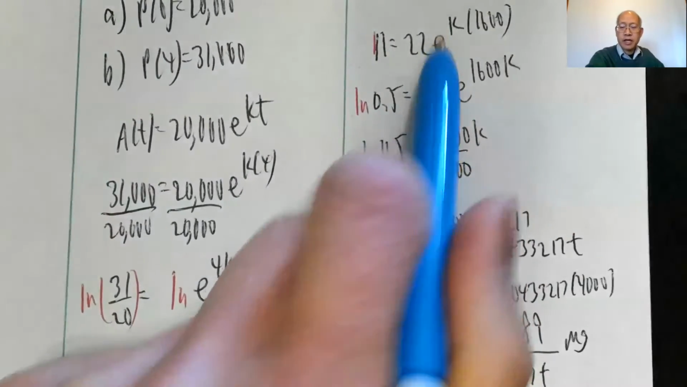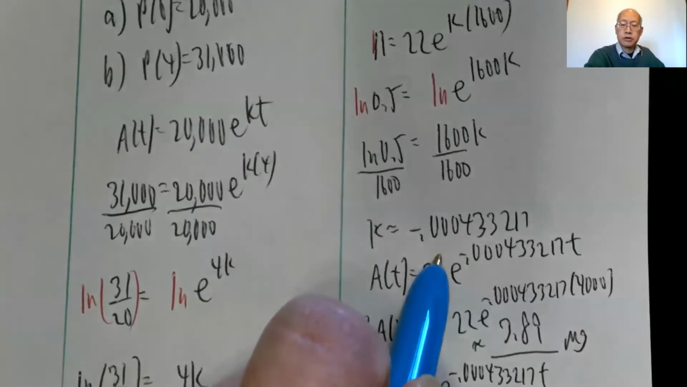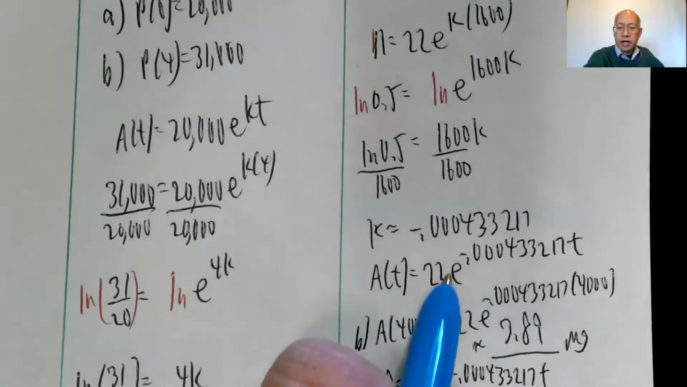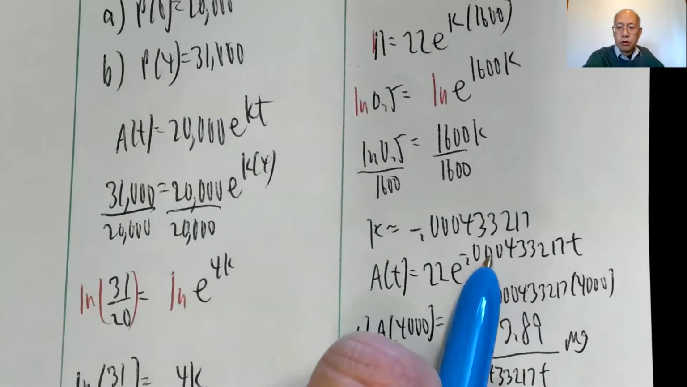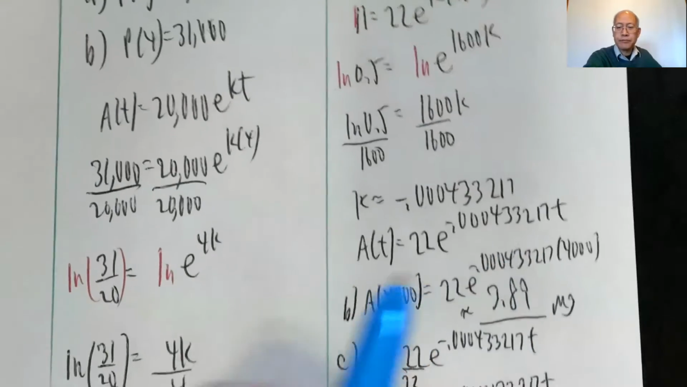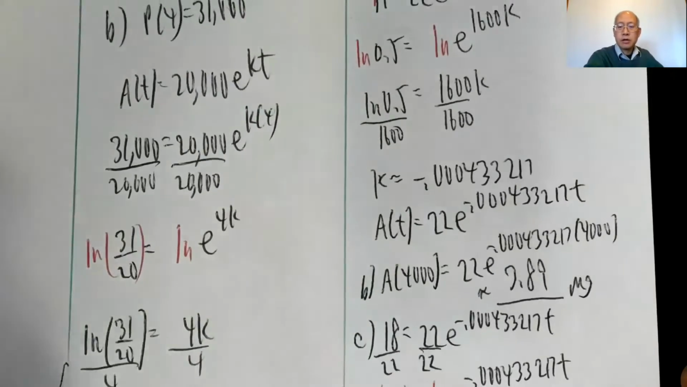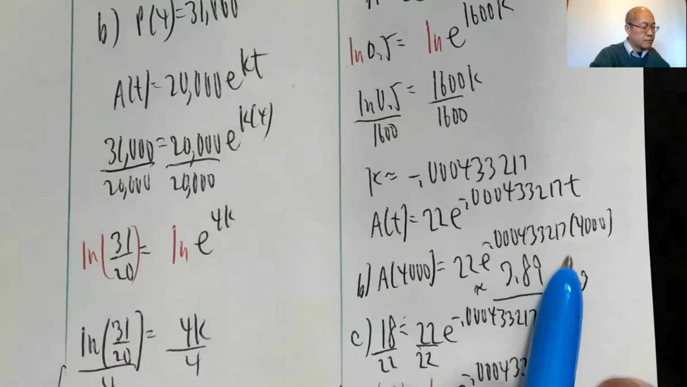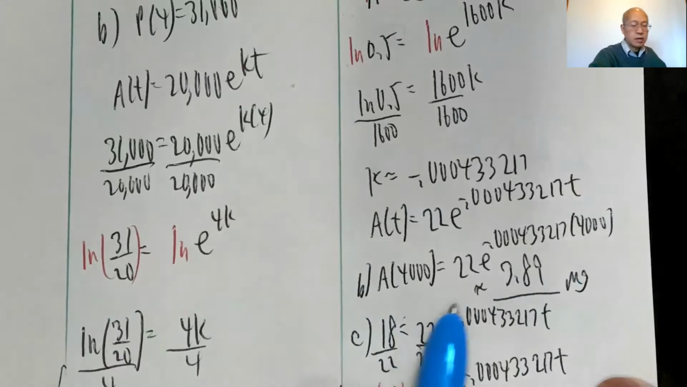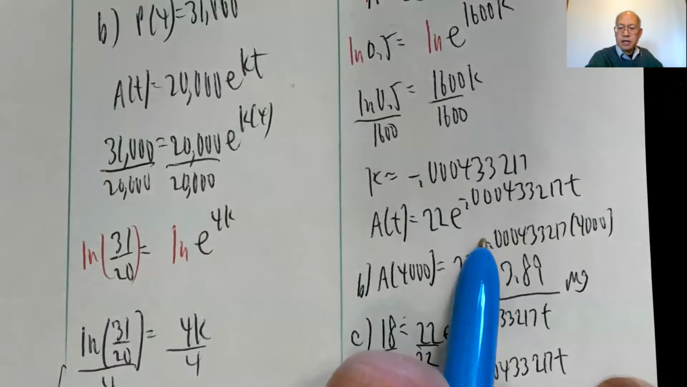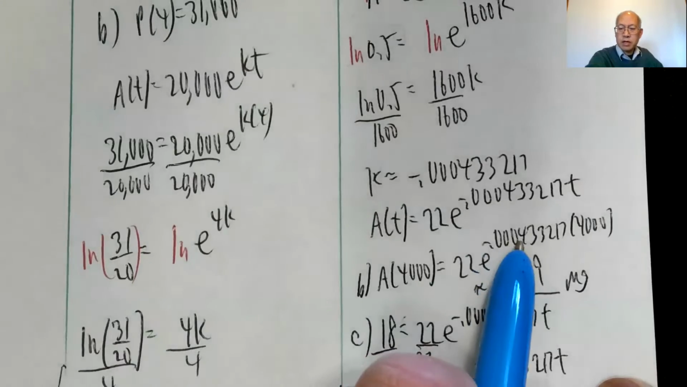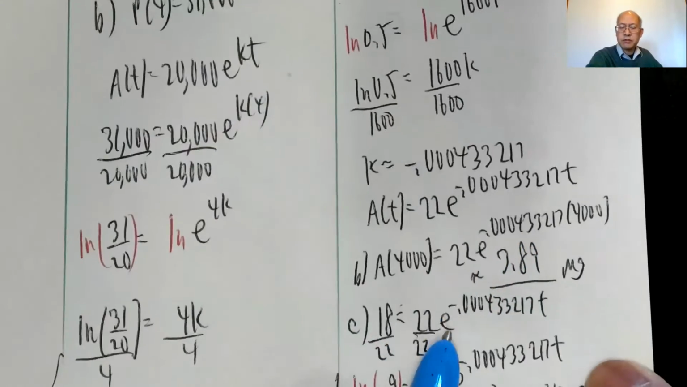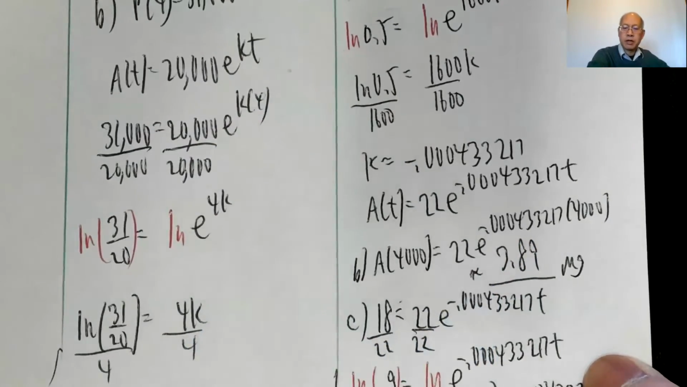I plug that in for the k, or r, the book uses r. So A of t is 22 e to the negative 0.000433217t. So now, what's the amount after 4,000? I plug in 4,000 right here, years. So 22 e to the negative 0.000433217 times 4,000. Punch in your calculator, 3.89 milligrams.